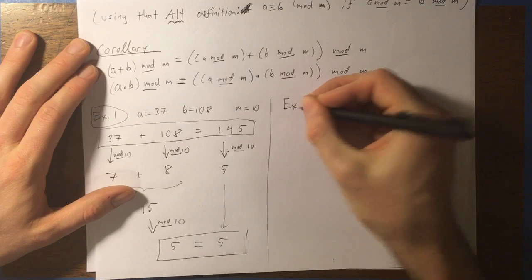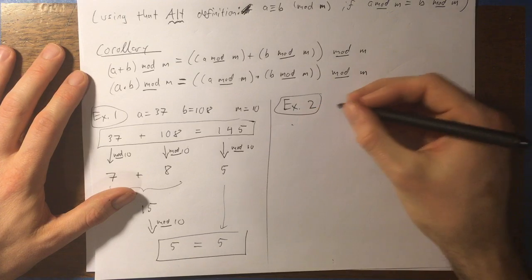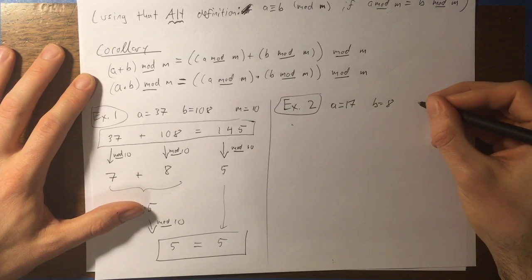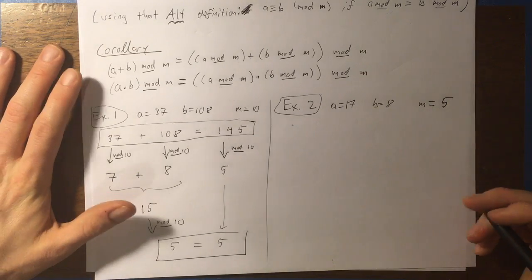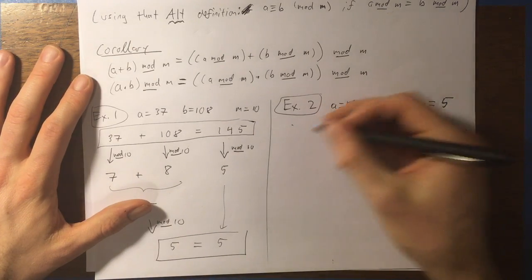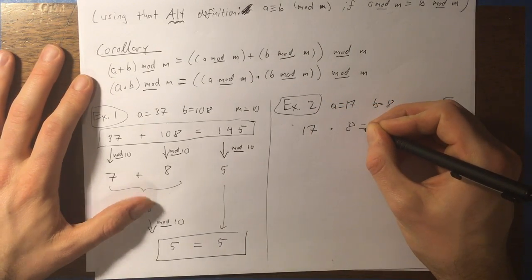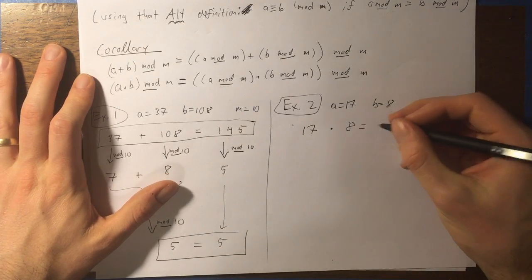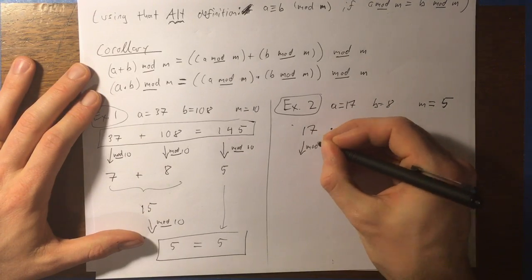Let's do another example with multiplication. For this one, we'll do a equals 17, b equals 8, and m equals 5 this time. So we're going to reduce mod 5 this time. Let's do it with multiplication. 17 times 8 is equal to, I just wrote it down. What's 17 times 8? Oh no, here's my calculator. It's 136. So now we're going to reduce modulo 5.